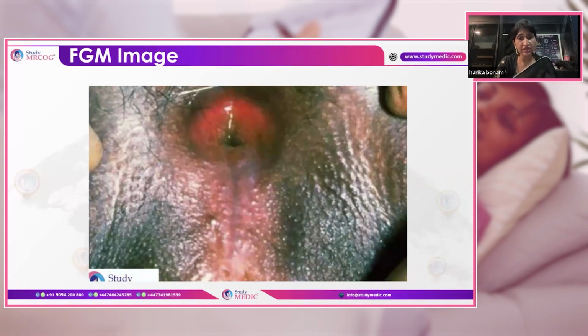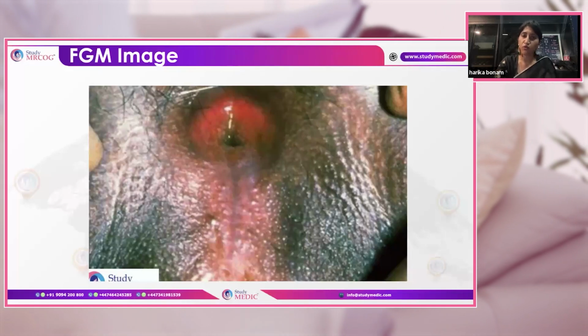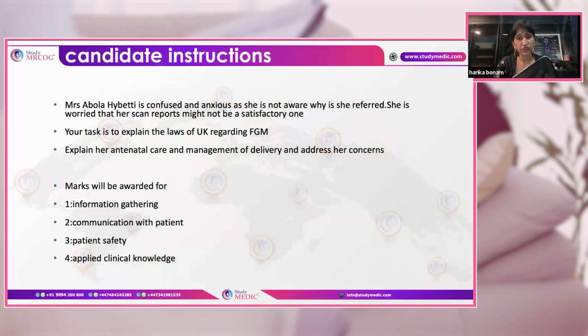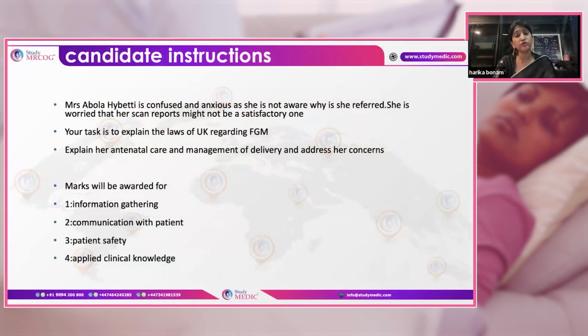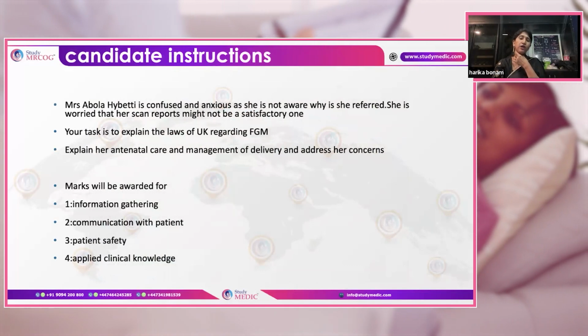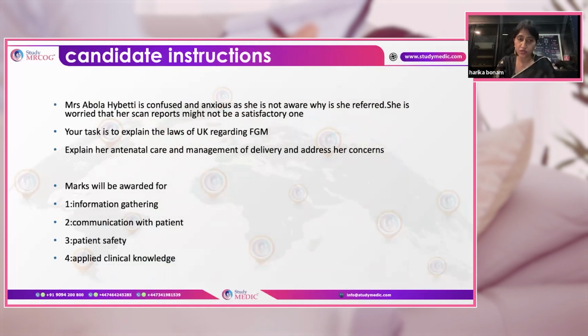So here the image is clear that it is a type 3 FGM, and it is the most serious form of FGM. So now this lady is confused and anxious. She's not aware why she's been referred by the midwife. Your task is to explain to her the UK FGM law, explain her antenatal care, make a delivery plan and address her concerns.